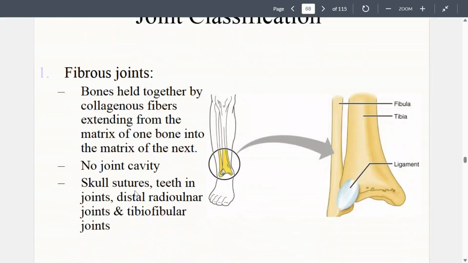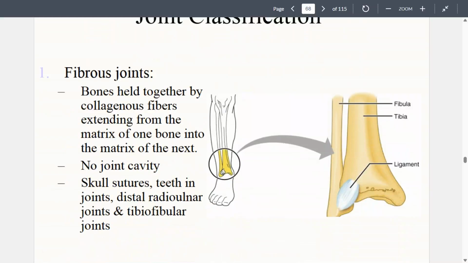So, first joint type is going to be our fibrous joint. A fibrous joint is going to hold bones together. Actually, hold on, backing up. What is a joint? A joint is where two bones meet, simply put. One of those types is a fibrous joint, and when the bones meet, they're held together by collagen fibers, extending from one bone into the matrix of the next bone. There are no joint cavities, meaning there's no real joint spaces or buildup around them. So it's not like an elbow or a knee joint.